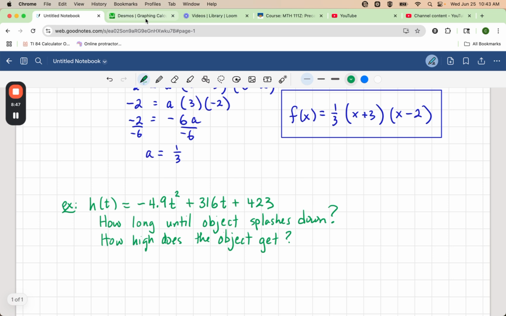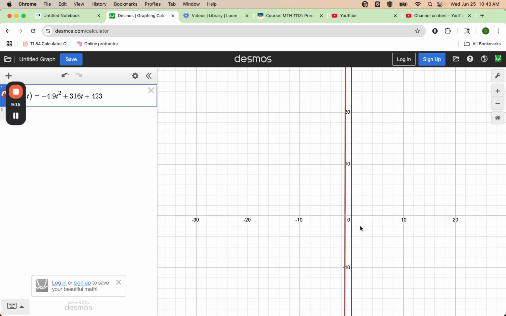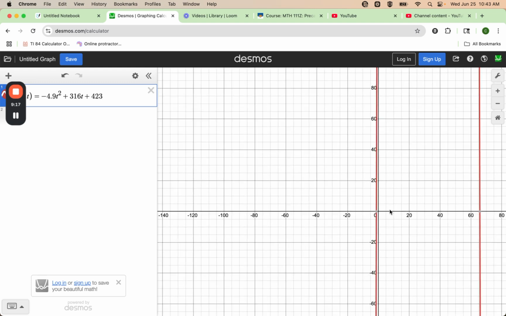All right. So I can use the same exact notation. I could use h of t equals, then I just plug it in, -4.9 t squared plus 316t plus 423. So you look at that and you're like, I don't see where the rocket's splashing down, nor do I see how high the rocket gets. So we got to zoom out here. So just start zooming out.